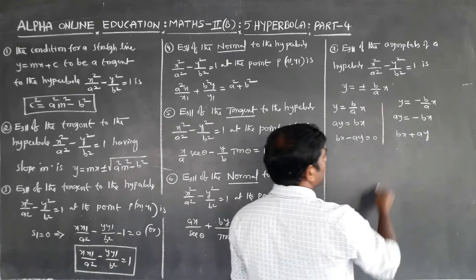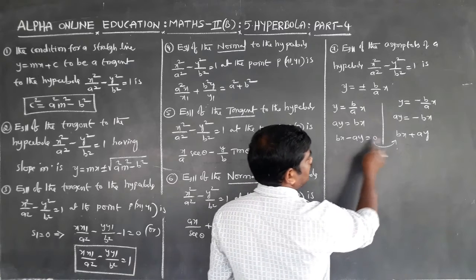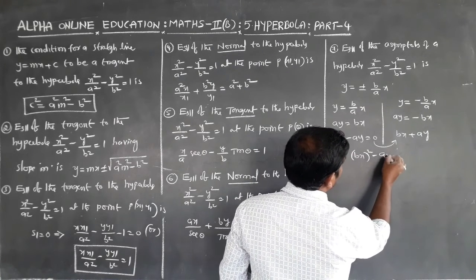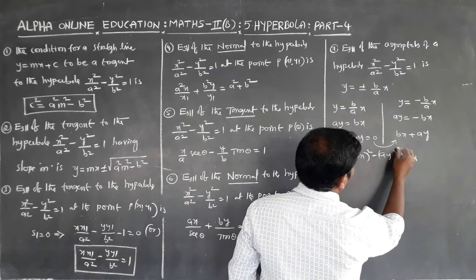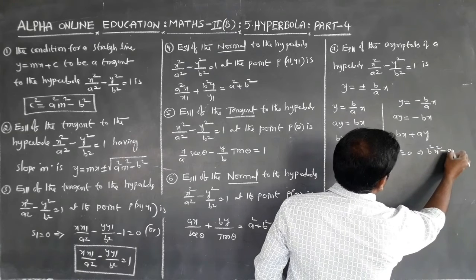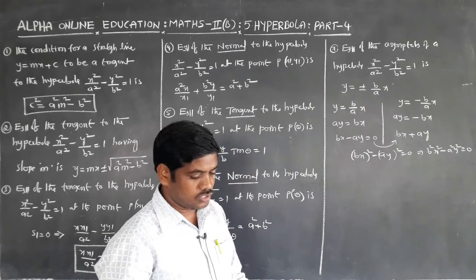The combined equation of the asymptotes is, using a minus b into a plus b equals a square minus b square, (bx) whole square minus (ay) whole square, which means b square x square minus a square y square is equal to 0.